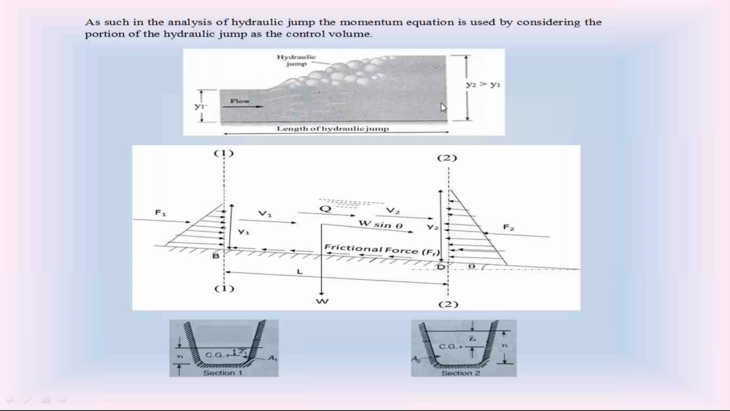This is subcritical condition. In section 2 also, we assume the flow is uniform and the pressure distribution is hydrostatic. So according to the first assumption, before the hydraulic jump, flow is uniform and pressure distribution is hydrostatic. After the hydraulic jump, flow is uniform and pressure distribution is hydrostatic. This is from the first assumption.